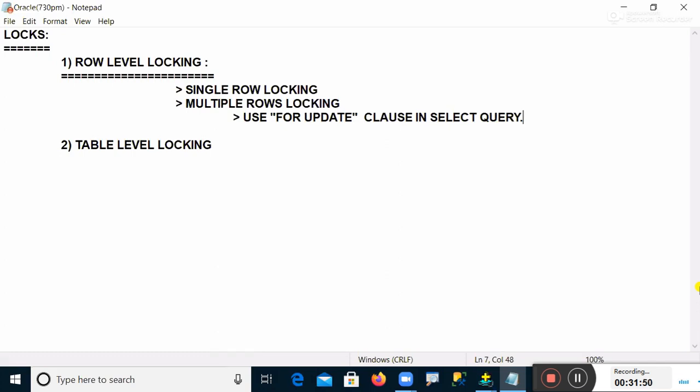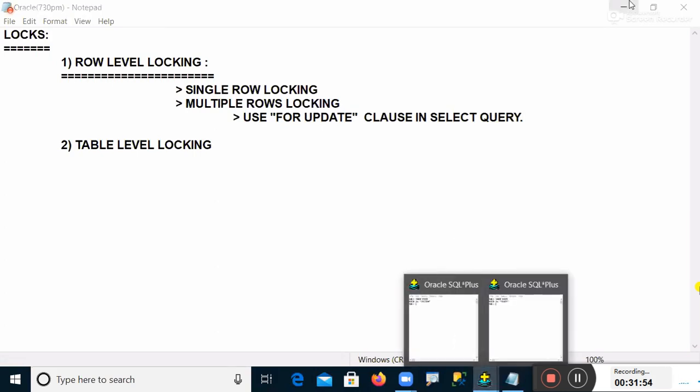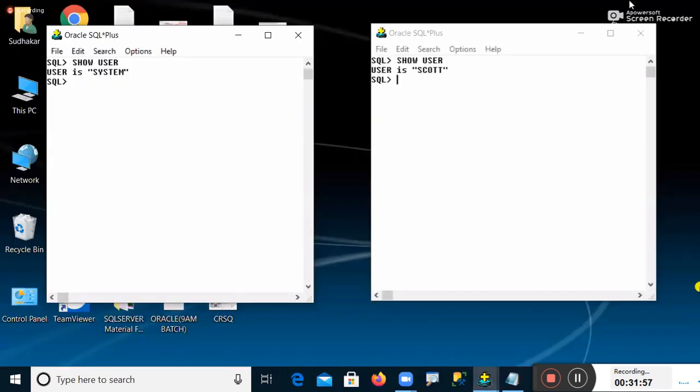Now we can see what happened. Again, we have two users, user one and user two. Suppose this system user is doing an operation: select star from scott.emp where deptno is equal to 10, and he is using FOR UPDATE. Okay? He is using FOR UPDATE.